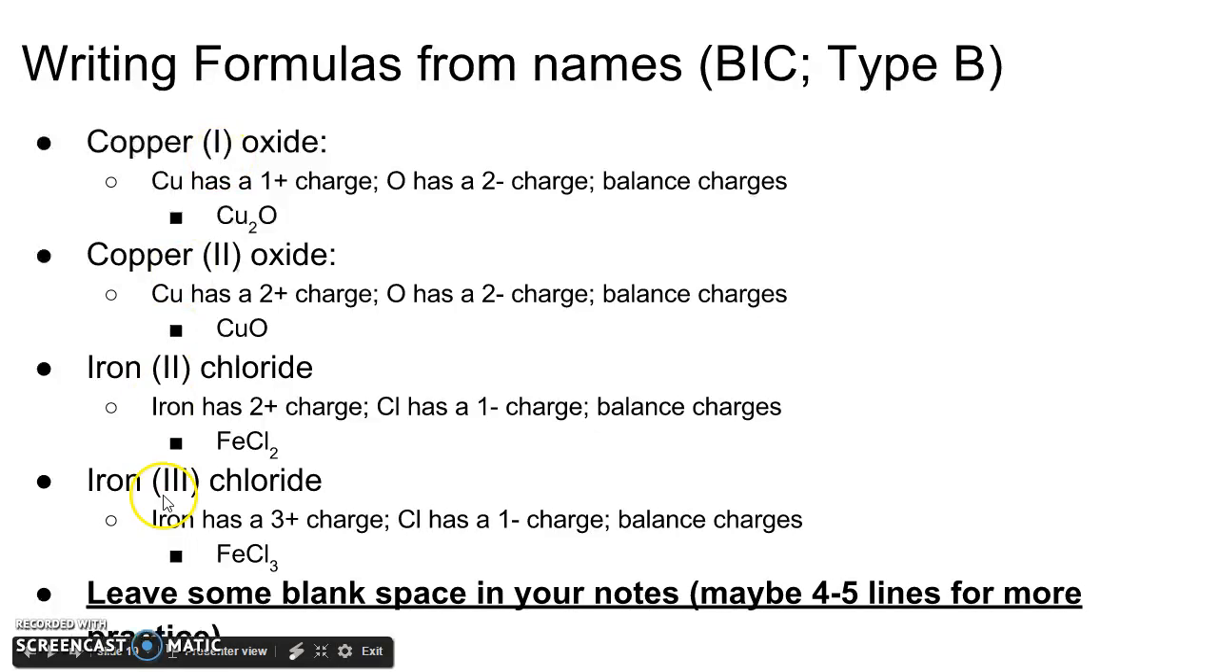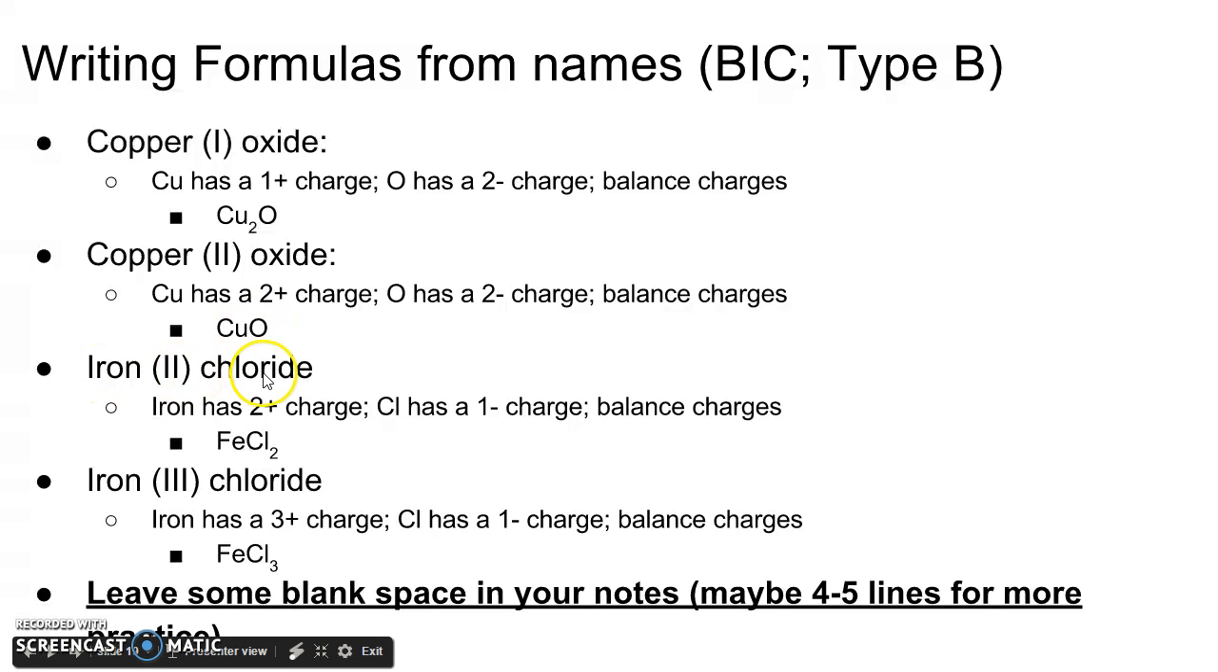So this is what I've outlined right here. Copper 1 has a 1+ charge, oxygen has a 2- charge, so I literally just balance the charges to write their formulas, Cu2O. So I need to have 2 coppers to balance out the 2- charge of the oxygen. Copper 2 oxide though, that copper has a 2+ charge, oxygen still has a 2- charge, so the formula for copper 2 oxide is CuO. These are 2 totally different compounds. And copper can do this just depending upon the situation that it's in.